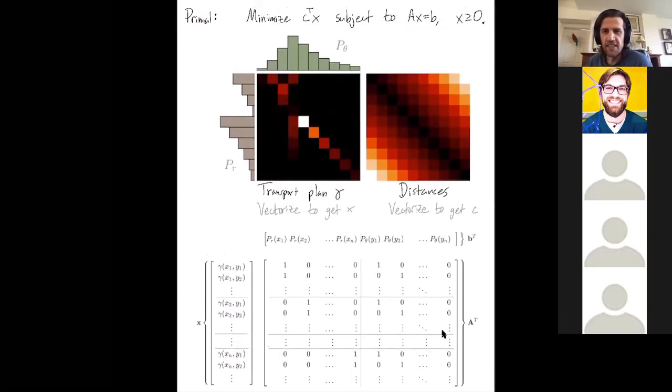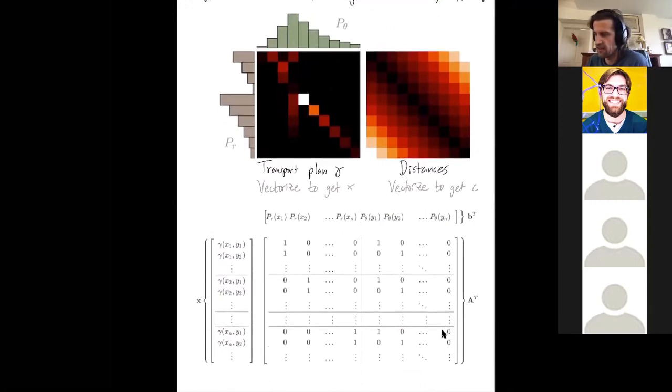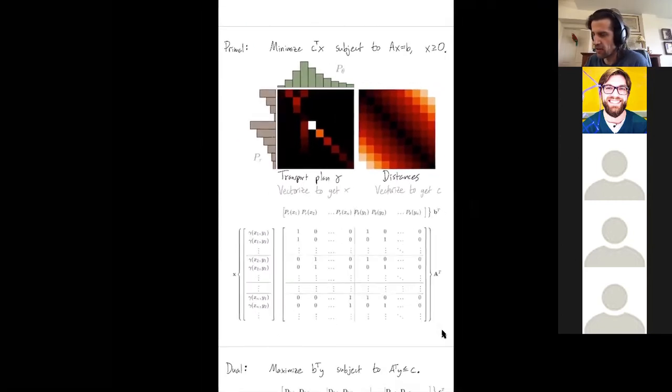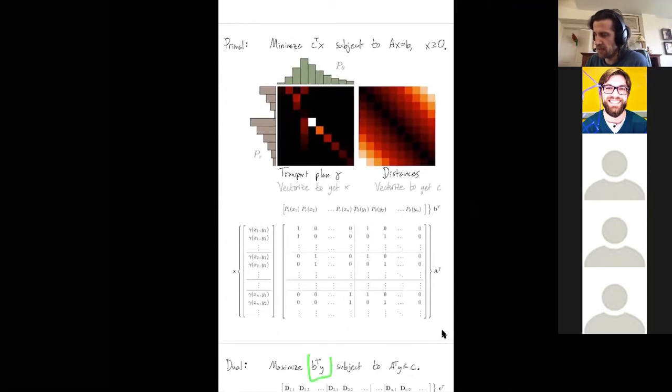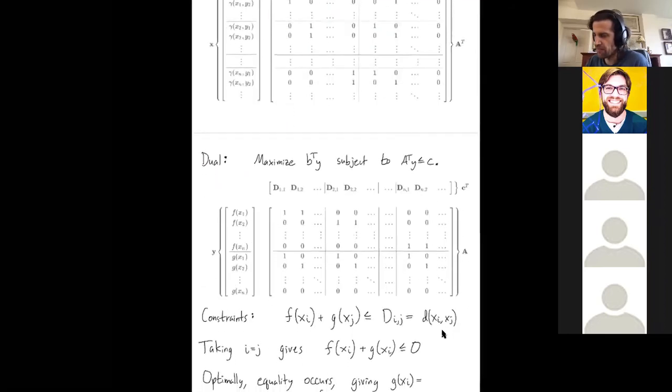So when we dualize this, we're going to have a B transpose Y. Minimize is going to become maximize. And this AX equals B and X non-negative is going to become A transpose Y at most C. So the dual: maximize B transpose Y subject to A transpose Y at most C. So let's see what that gives us.